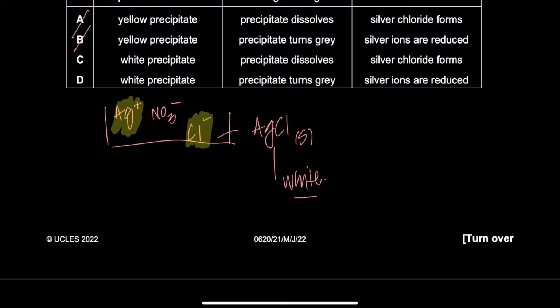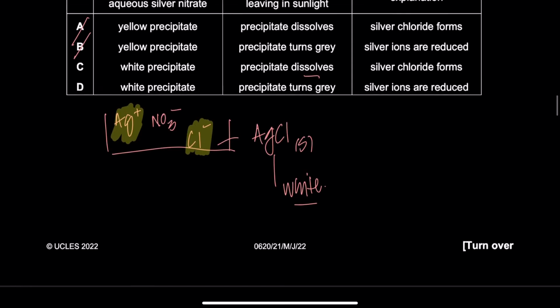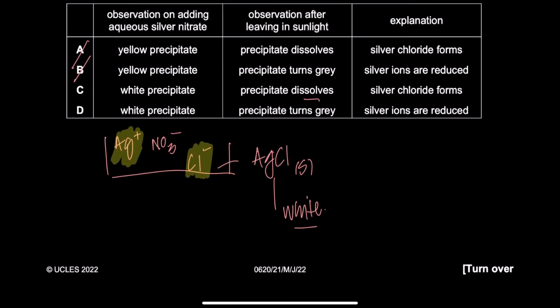So between C and D, let's check it out. Now it says the precipitate dissolves if you leave it in sunlight. No, it's an insoluble salt. Why in the world would it dissolve then, right? So C is also wrong. Therefore, you can literally say D is the right option.